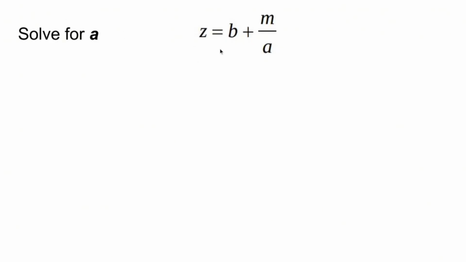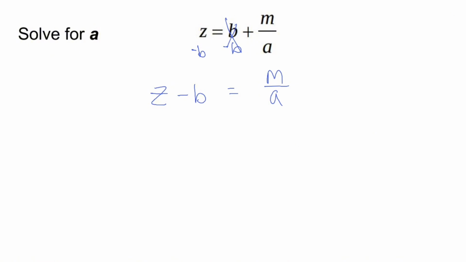Solve for A. This is called a literal equation. And with a literal equation, what you're supposed to do is get the variable you care about all by itself, knowing very well there's a bunch of variables in the way. So what do I have? I have M on top in the numerator, A in the denominator, and B just floating around. Well, how do I get rid of a B just floating around? Let's subtract it from both sides first. So that leaves me with Z minus B equals M over A.